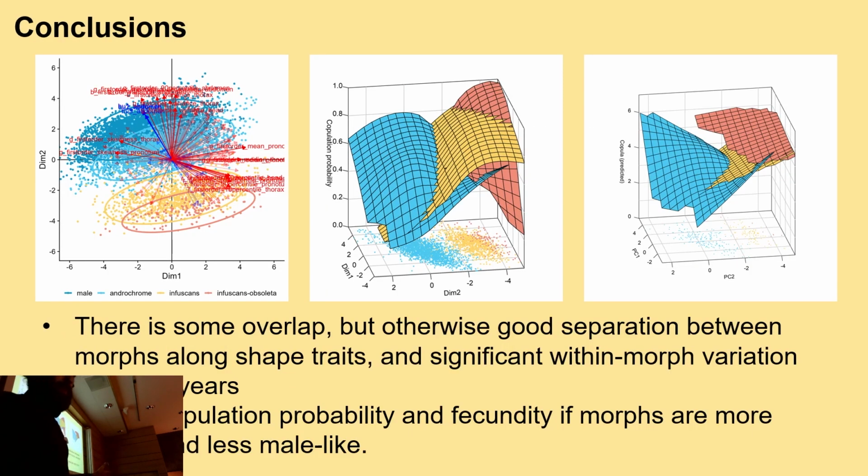So some conclusions. There is some overlap between the morphs, but otherwise good separation, mostly along shape. There's higher copulation probability and fecundity if morphs are more female-like and less male-like.